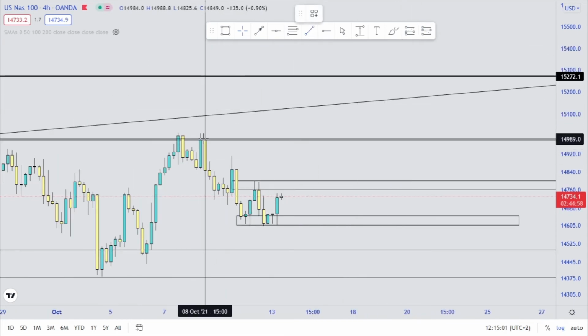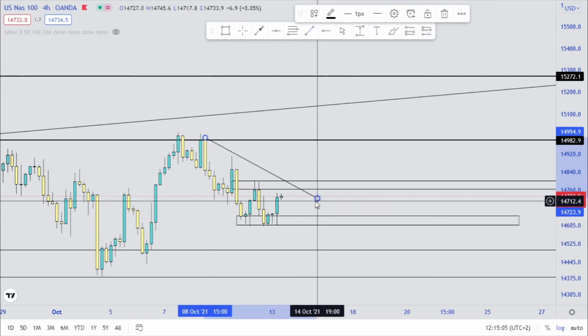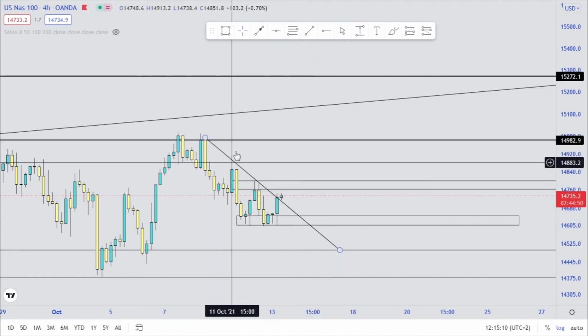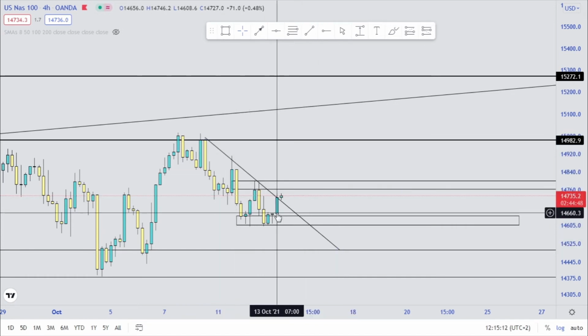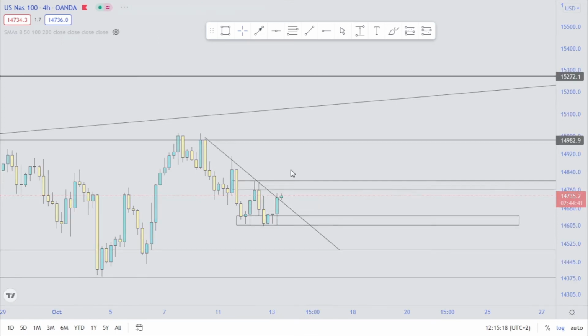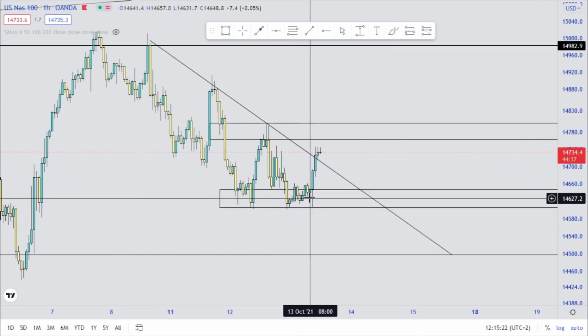And what we can also do is draw a trend line from this high to this low to this low, and we can see that price did break out. So now we can expect price can easily come to the downside. If we jump into a 1-hour time frame, we could see that we did rally to the downside.